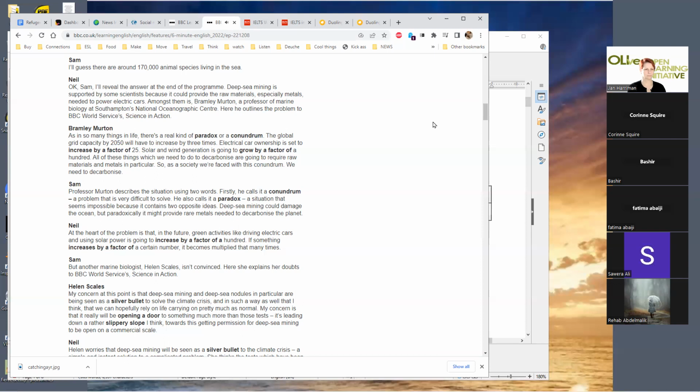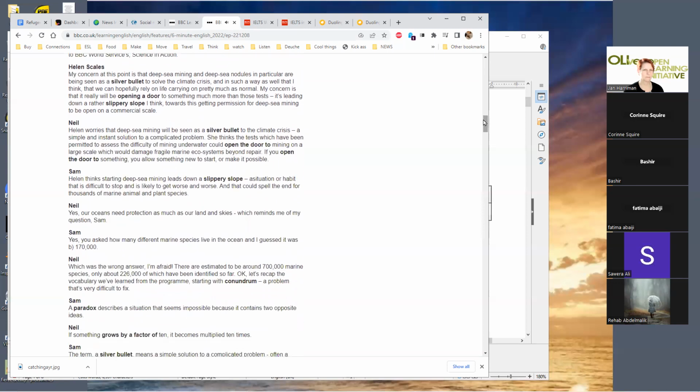But another marine biologist, Helen Scales, isn't convinced. Here she explains her doubts to BBC World Service Science in Action. My concern at this point is that deep sea mining and deep sea nodules in particular are being seen as a silver bullet to solve the climate crisis, and in such a way as well that I think that we can hopefully rely on life carrying on pretty much as normal. My concern is that it really will be opening a door to something much more than those tests. It's leading down a rather slippery slope, I think, towards this getting permission for deep sea mining to be opened on a commercial scale. Helen worries that deep sea mining will be seen as a silver bullet to the climate crisis, a simple and instant solution to a complicated problem.